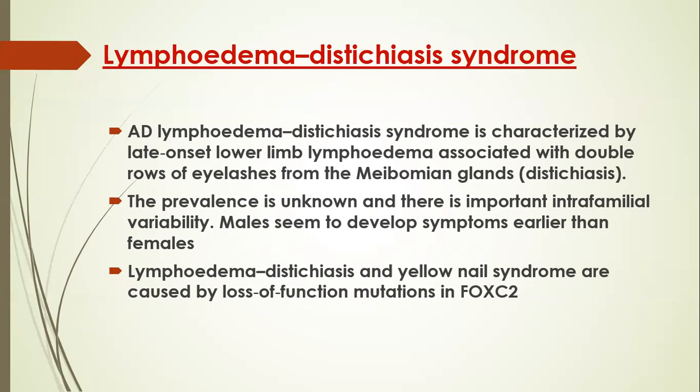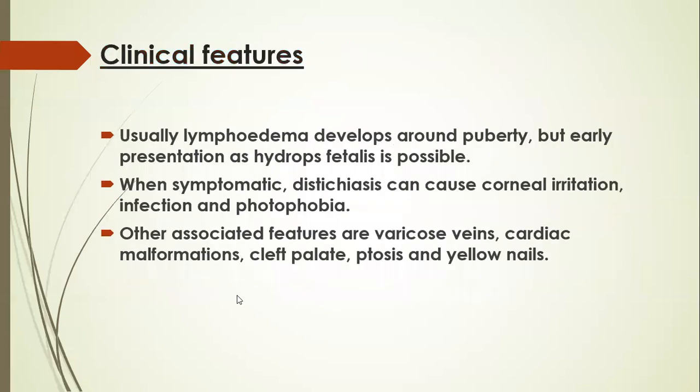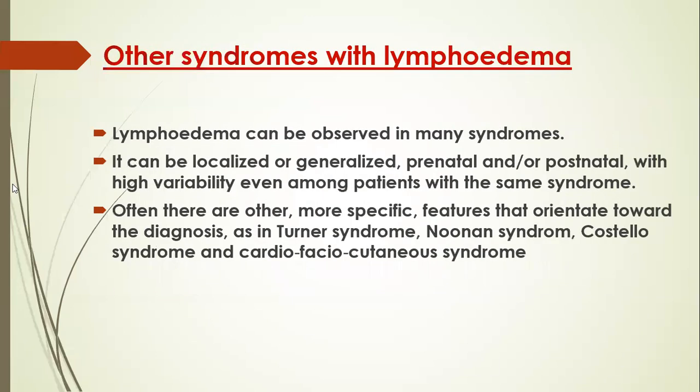This syndrome and yellow nail syndrome are caused by loss-of-function mutation of the FOXC2 gene. The clinical feature is that of lymphedema, which starts at puberty but can have an early presentation, and hydrops fetalis is possible. Then distichiasis causes corneal irritation, infection, and photophobia. Other associated features include varicose veins, cardiac malformations, cleft lip, ptosis, and yellow nail.